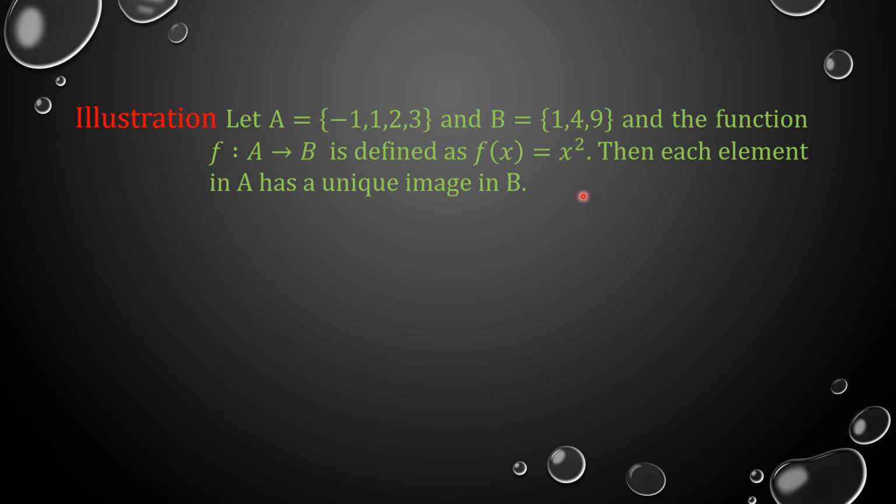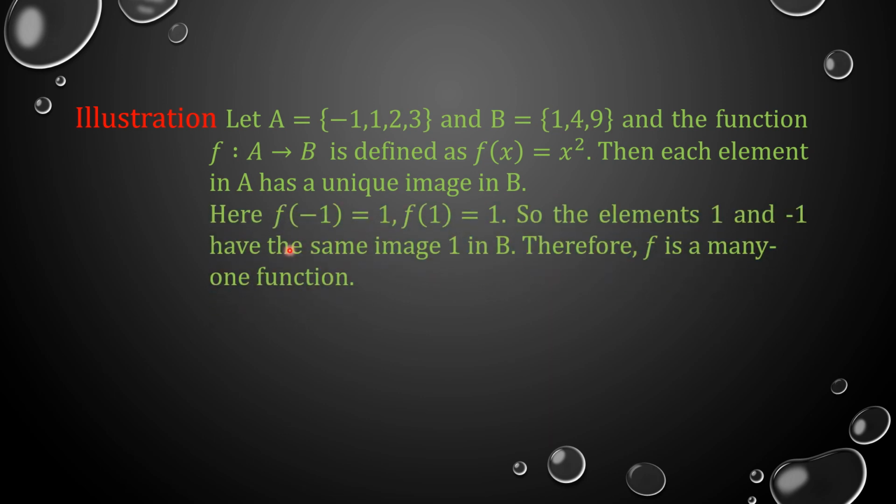Okay, you see this function actually, if you take x equal to -1, then f(-1) is equal to 1. If you take x equal to 1, then f(x) is again 1. You see, for -1 and 1, both elements have the same image 1. So therefore it is a many one function. So you see here, f(-1) is equal to 1, f(1) is also 1. So the elements 1 and -1 have the same image 1 in B. Therefore f is a many one function.